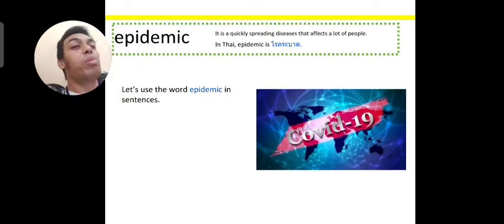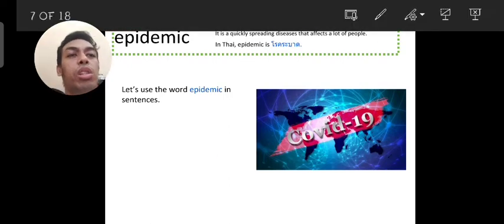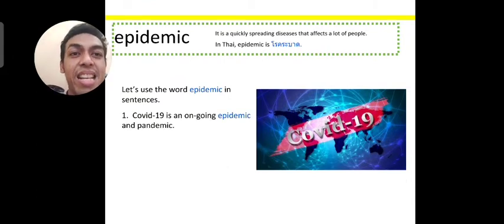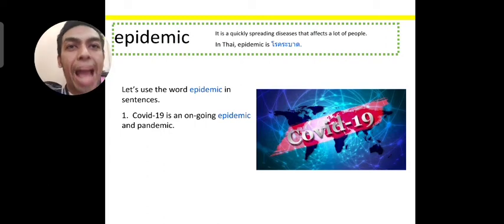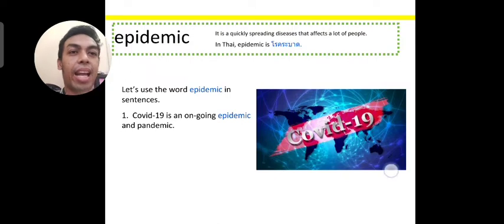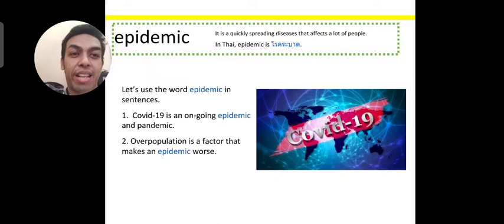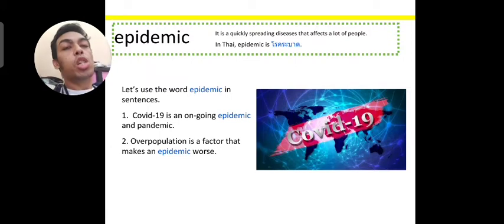Before that, we know that COVID-19 is not just an epidemic, it is also a pandemic. So number one, we have COVID-19 is an ongoing epidemic and pandemic. So that's how you spell pandemic. Can you say that again? COVID-19 is an ongoing epidemic and pandemic. Okay, next sentence. Overpopulation is a factor that makes an epidemic worse. Why? Because if you have a lot of people and you have a sickness, an epidemic, it will spread quicker or more quick than if you don't have a lot of people.